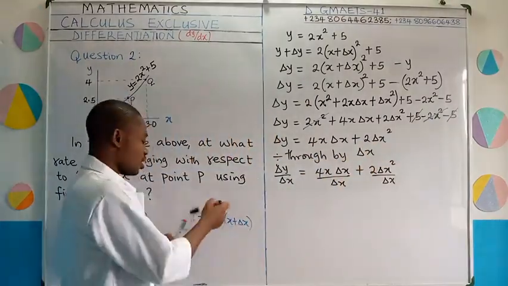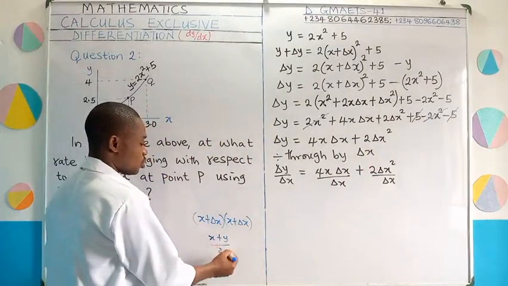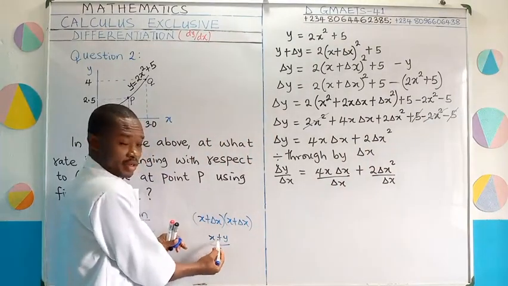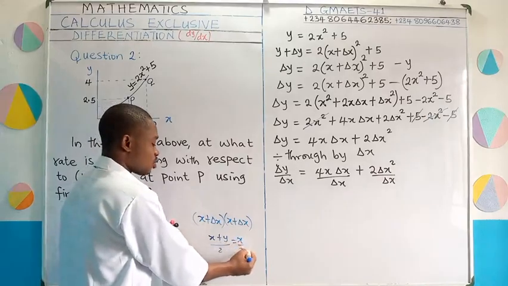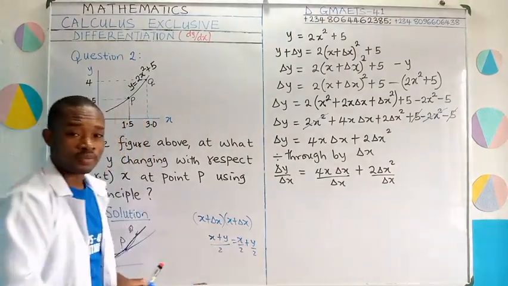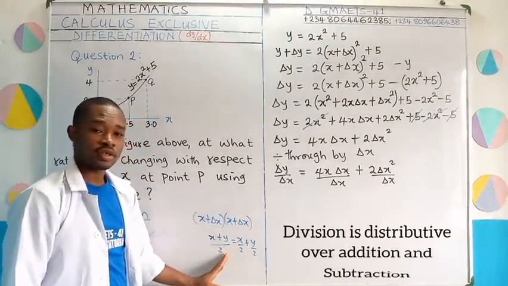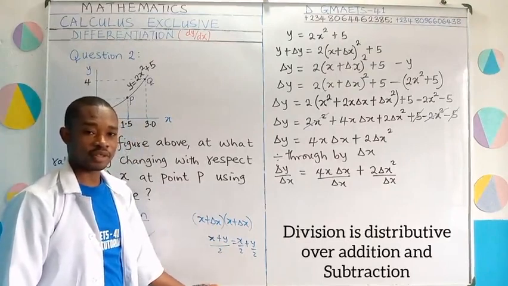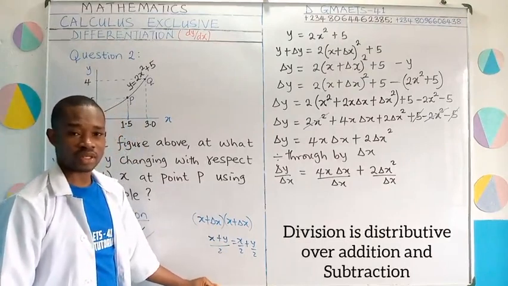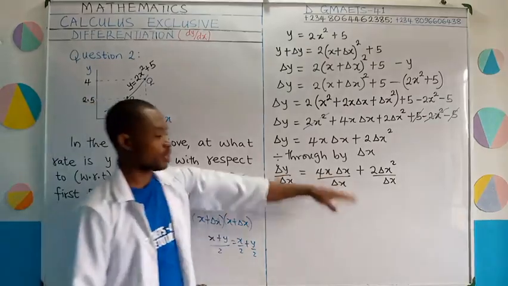If I have, let us say, x plus y all over 2, even if this is minus, you'll get it as x over 2 plus y over 2. If it is minus, then it will be minus y over 2. So you see that division splits over addition. Are you getting me right? Division splits over what? Addition and subtraction. Okay, so this is what I'm going to get.